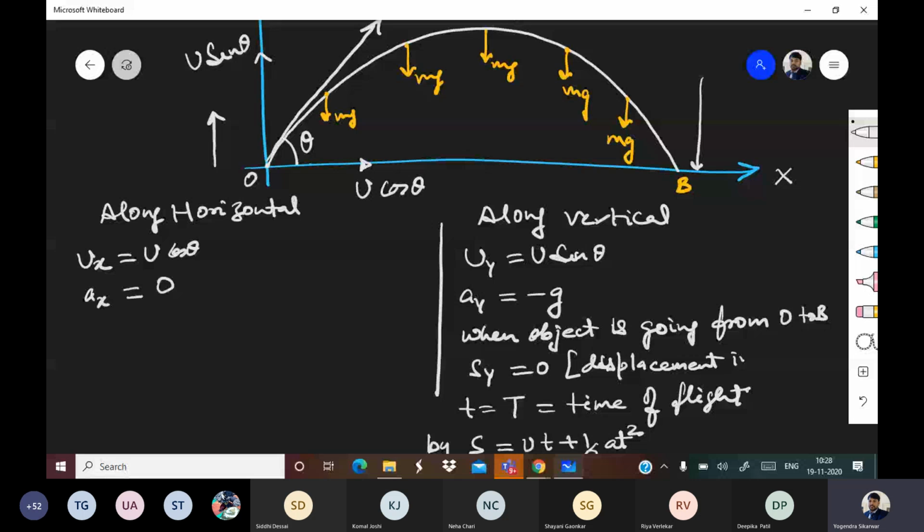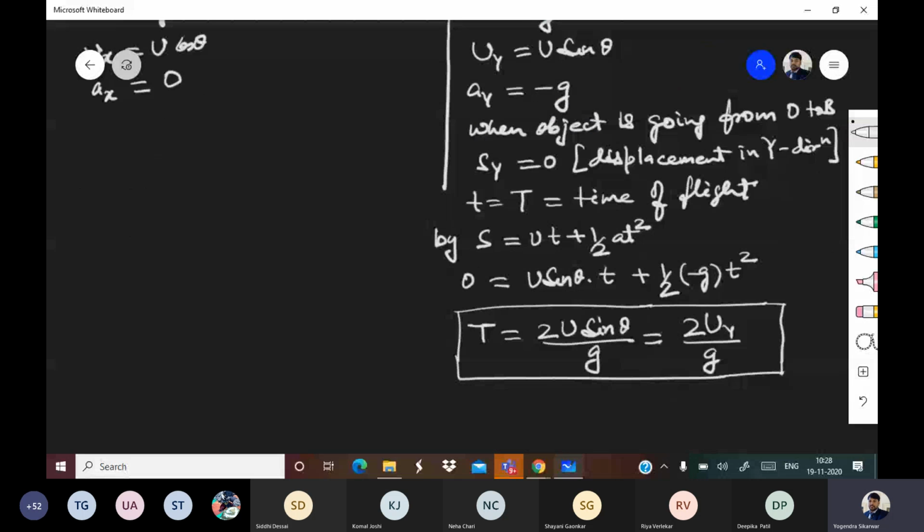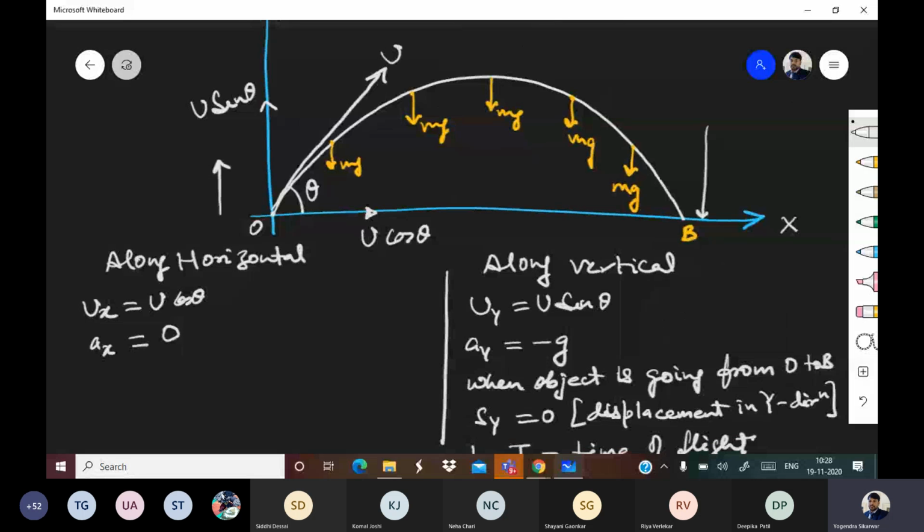Displacement in Y direction. Okay, good. So T is equal to this. Now pay attention further on the diagram. When the object is reaching point A, A is the highest point on its trajectory. When the object is reaching point A and A is the highest point, the displacement along the Y direction will be H max.